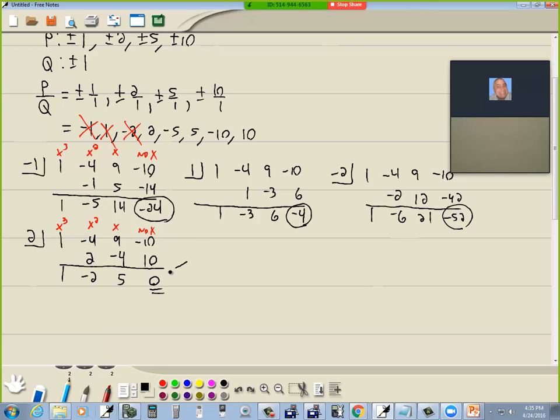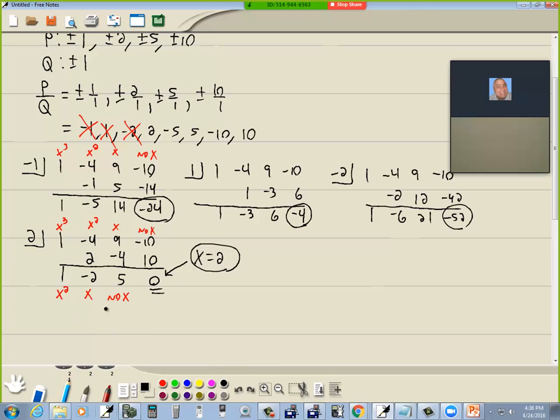Now 0 here means you found an answer, which means that the number in the box here is our first answer. So x equals 2 would be our first answer. Now this was x to the third. This is 1 degree lower. So this will be x squared. This will be x. And this will be no x, our constant term.